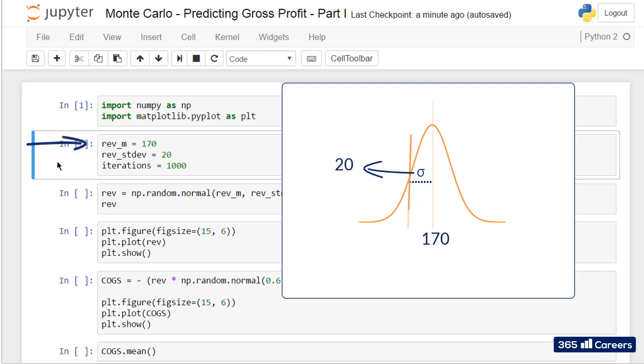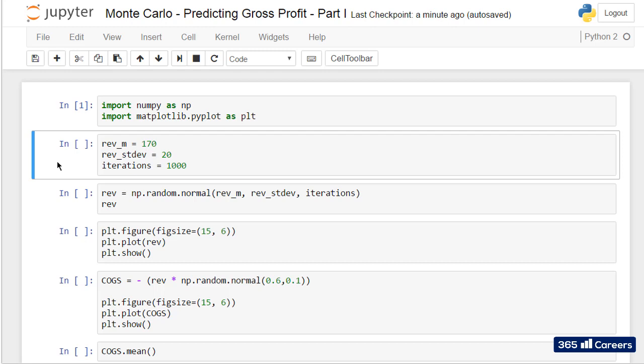Therefore, I will assign 170 to a variable Rev M, standing for revenue mean, and 20 to a variable Rev STDev, standing for revenue standard deviation. Good. The next important value we need to specify is the number of iterations. We intend to produce 1,000 simulated observations from a normal distribution. So, in a variable called iterations, I will record the value 1,000.